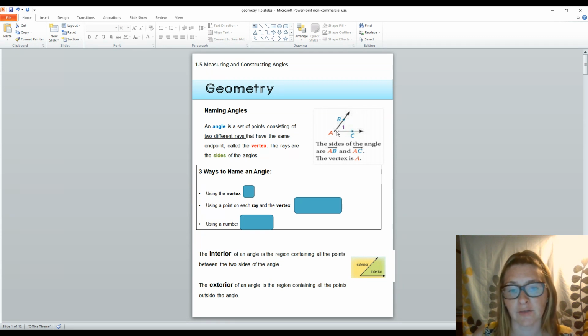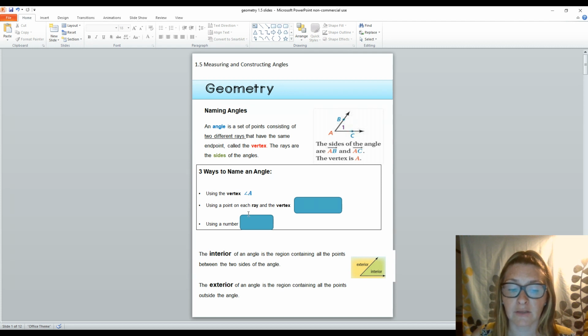Remember, we name our ray starting with our endpoint. And we also have ray AC. The two, when they meet at point A, create my angle. So I can name my angle three different ways. The first is by using the vertex, the point they meet at, and I can call that angle A. Make sure you're using your angle symbol.